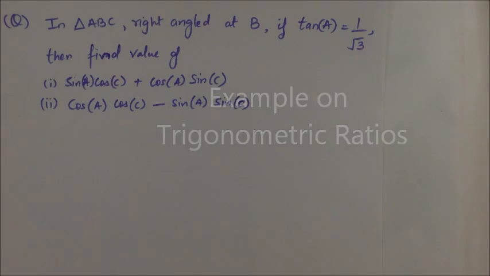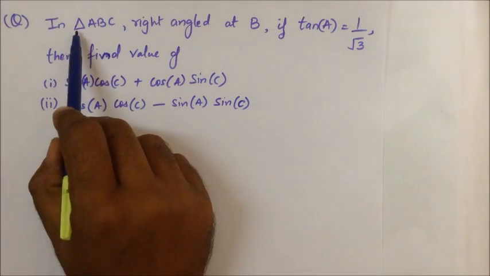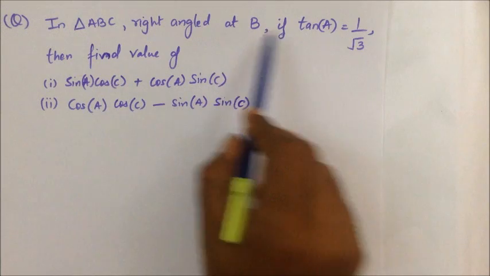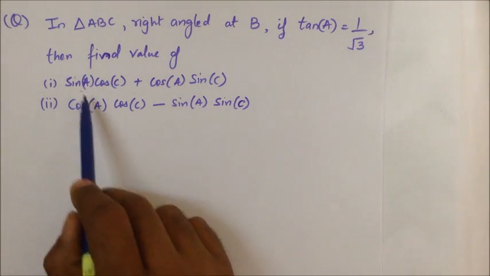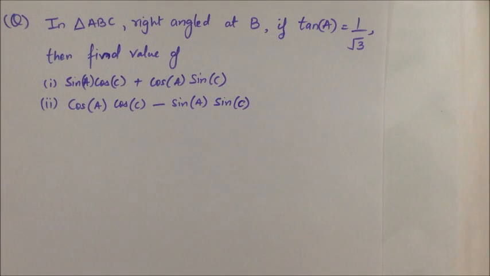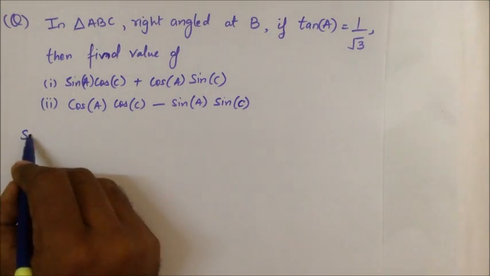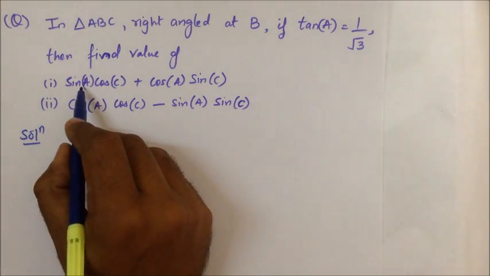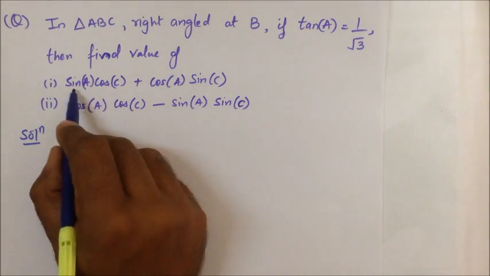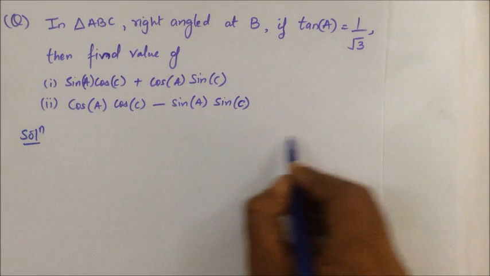So in this question we have been told that triangle ABC is right angled at B. We have been given that tan of A is 1 by root 3, and we have to find the values of the two expressions written here. So there are two parts to it. Before we calculate the value of each part, we need to first analyze angle A, angle C and their trigonometric ratios. So I'll draw a right angle triangle.